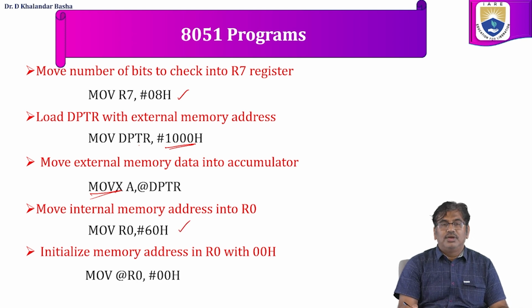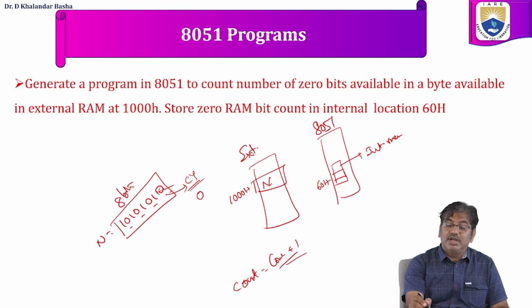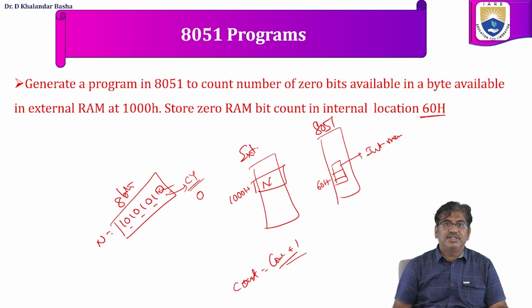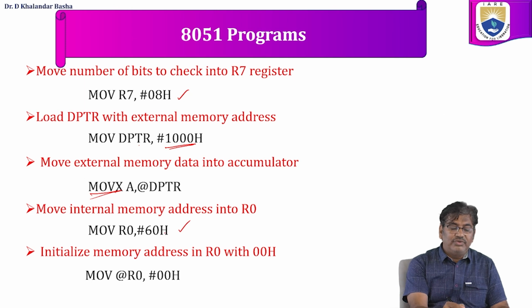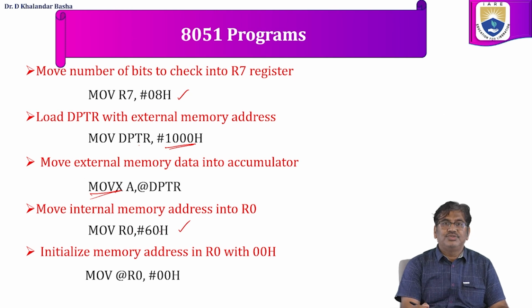Next, we are loading R0 with 60H because we want to store the result in 60H. So R0 will be loaded with 60H by using the instruction move R0, 60H. In this 60H, first we are going to clear. So we will write move @R0, 00. Into that memory location, we are going to write 0.